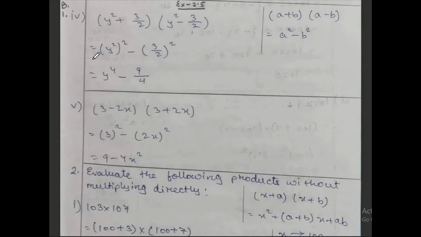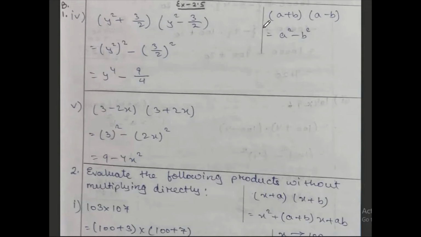Chapter 2 Polynomials based on algebraic identities from exercise 2.5. Some of the questions I'll teach you. Question number B, number 1, 4: y square plus 3 by 2 into y square minus 3 by 2. You can observe both the first terms are same, both are y square. Even the second number is also same, 3 by 2. One is positive, one is negative.